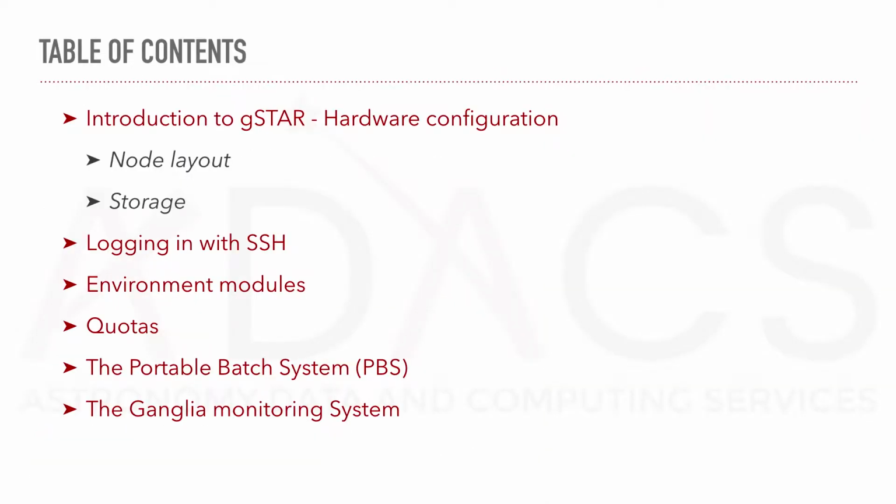This part of the tutorial will consist of an introduction to the hardware configuration of gSTAR, namely the node layout and storage setup, information about how to log into the system, an introduction to environment modules and how to use them to manage access to software on gSTAR, a discussion about quotas and how users can monitor their use of resources on the system, a detailed discussion of how to use the Q system on gSTAR, and finally, a quick look at the GANGLIA monitoring system with which the activity of gSTAR, both general and detailed, can be monitored.